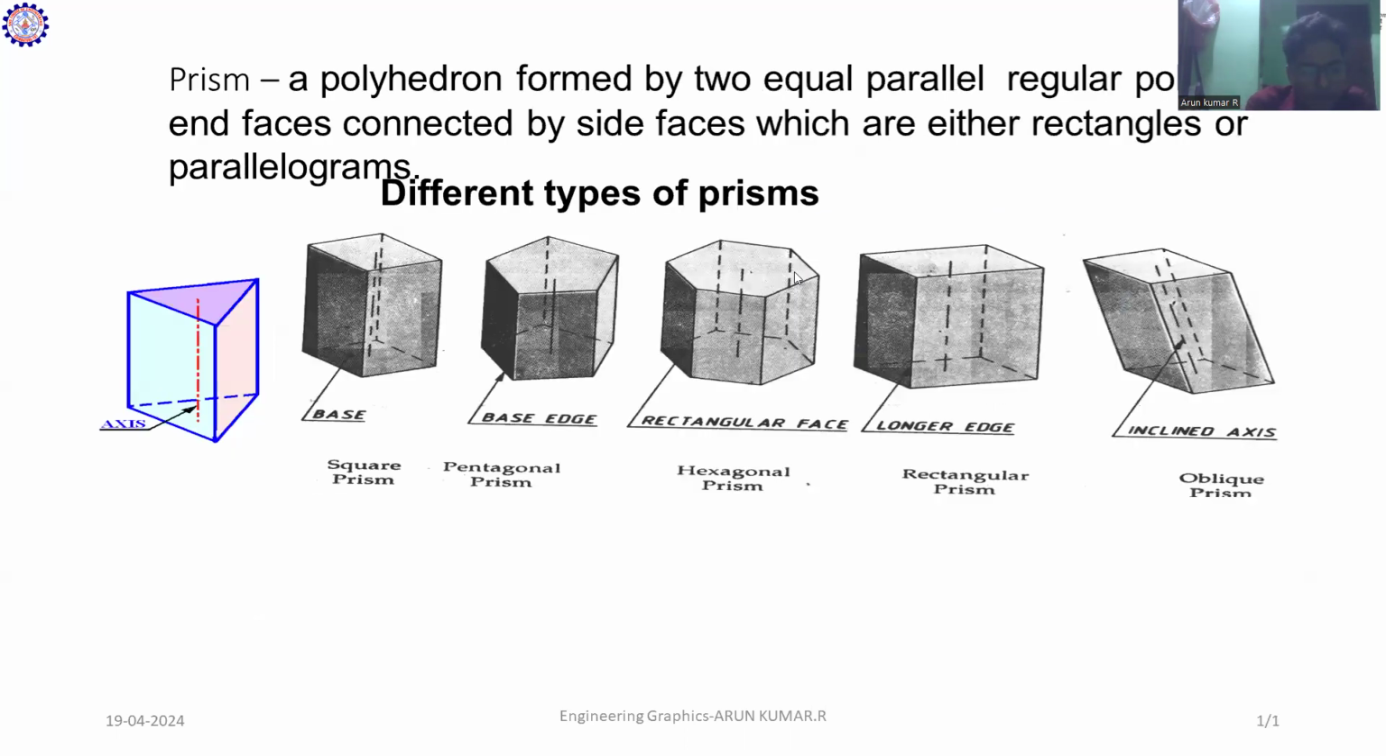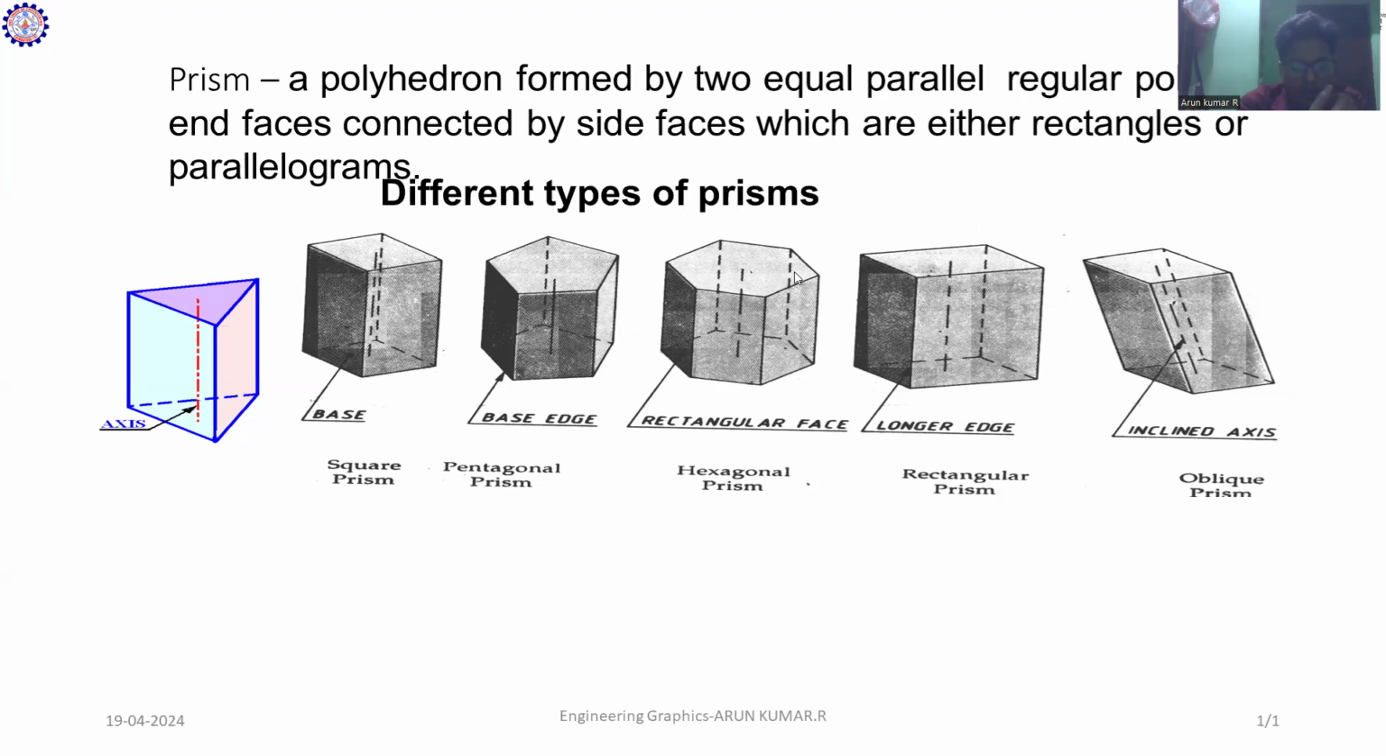In the last class I told you that a prism has two shapes. In our engineering graphics problems, only two shapes will be there. We consider only regular shapes, not irregular shapes, because it is very complicated while solving prism category or pyramid category problems.